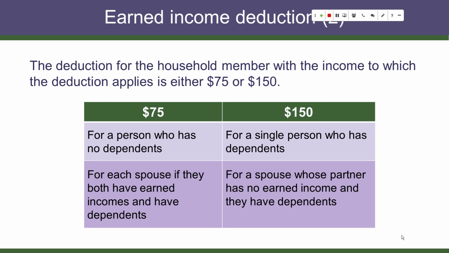The $150 deduction would be for a single parent who has dependents, and for a spouse whose partner has no earned income, and they also have dependents. So you're not going to get any more than the $150 exemption. Even if they have a spouse who didn't work and they had 2 children, it still would be at the maximum of $150.